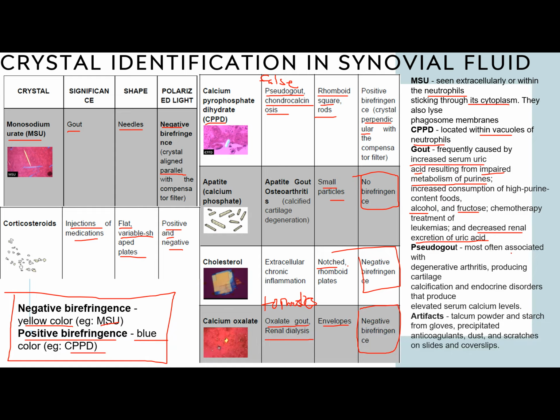Then you have your pseudogout. So this is most often associated with degenerative arthritis, producing cartilage calcification, and endocrine disorders that would produce elevated serum calcium level. To simplify, classic gout is caused by increased uric acid. Pseudogout, on the other hand, is caused by increased serum calcium. The reason why there's increased serum calcium in pseudogout is because of increased degeneration of your cartilage.